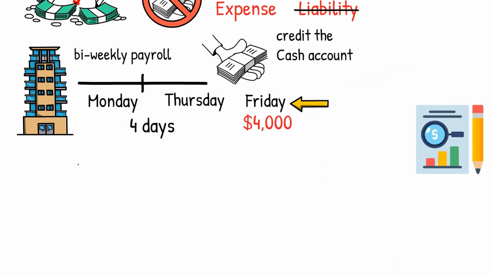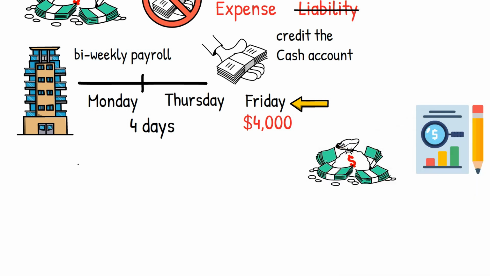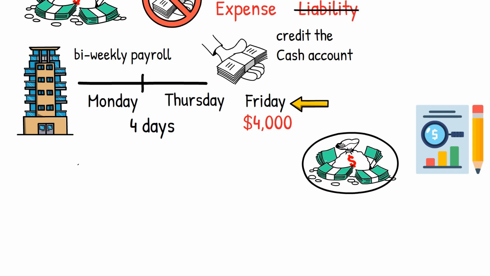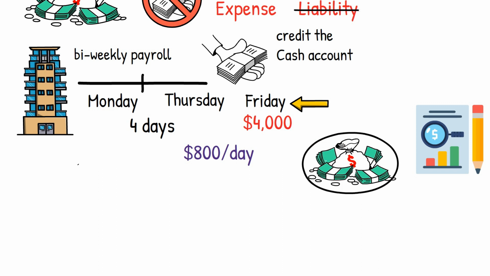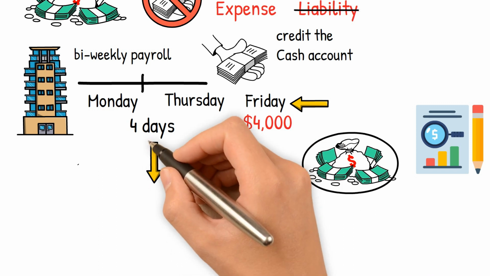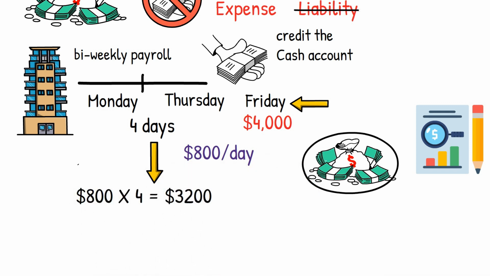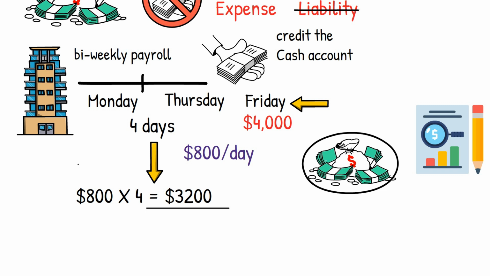To calculate the salaries earned but unpaid at the end of the accounting period, we need to determine the total amount of salaries earned by the employees for the 4 days worked in the current accounting period. Let's say employees earned $800 per day for the 5-day workweek, so for the 4 days worked in the current accounting period, they earned $800 per day times 4 days equals $3,200. Therefore, the salary earned but unpaid at the end of the accounting period is $3,200.